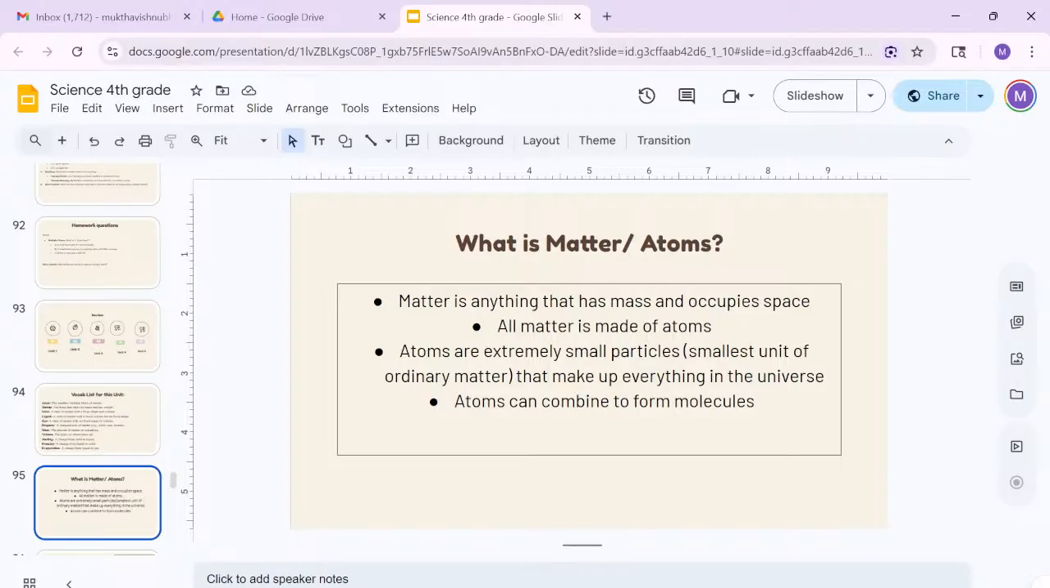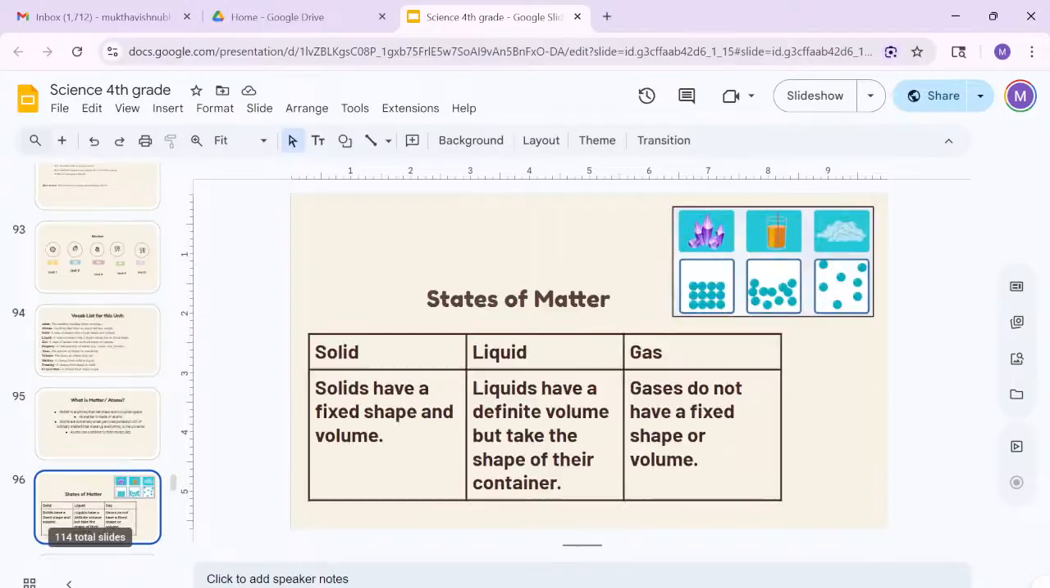All matter is made up of atoms. Atoms are extremely small particles. They're the smallest unit of ordinary matter. Of course, atoms have subparticles, which we went over, like the neutrons, protons, and electrons, but atoms themselves are really small particles, and they can combine to form molecules, which are just multiple atoms together, for a simple definition, because we're not going to go that deep into it right now.